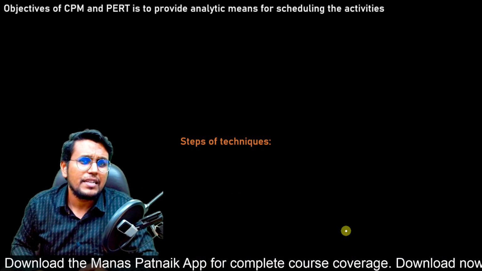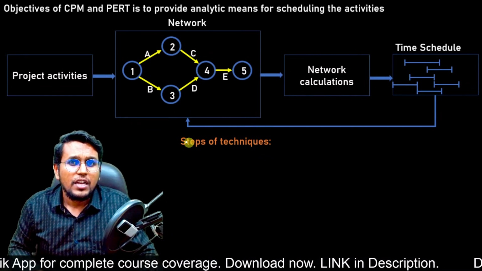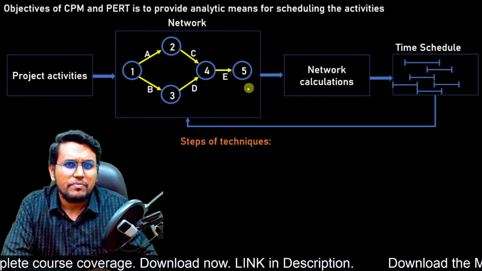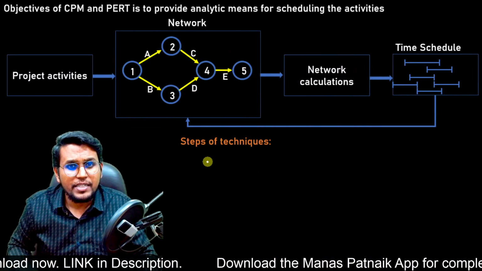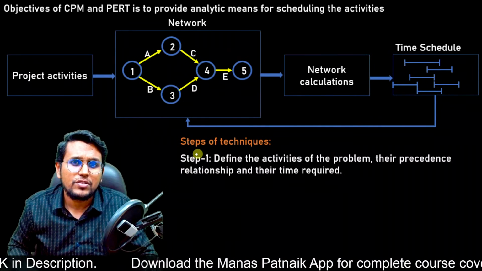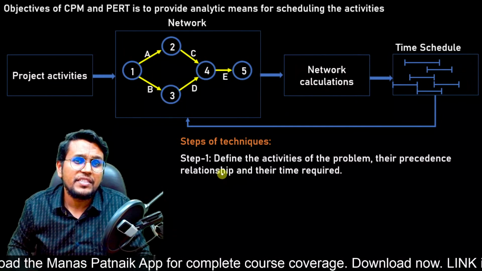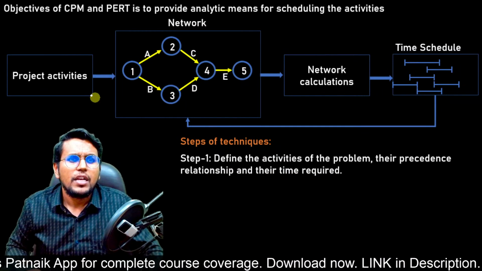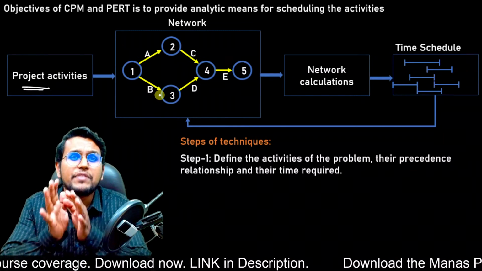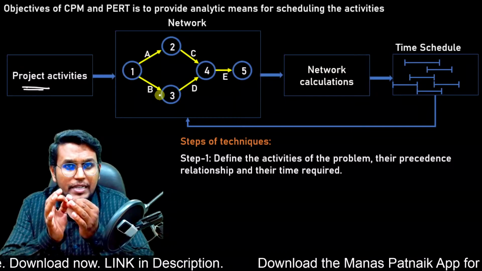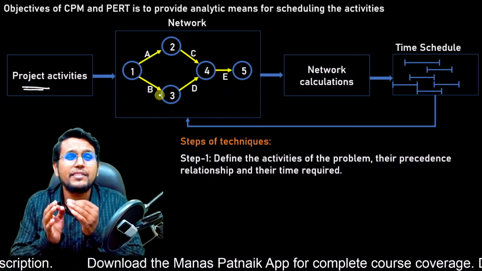Now let us understand the techniques, and we have certain steps to understand them. This is the basic chart we have to understand. And before moving up to the chart, let us understand the steps. The first one is to define the activities of a problem, their precedence relationships and their time required. So the first thing we do is identify what the activities are that are going to get our project completed, and then we will see the precedence.